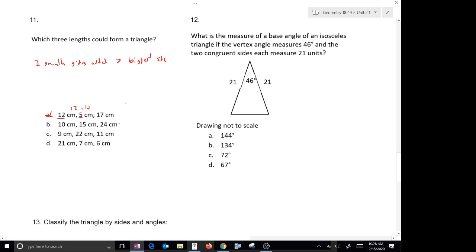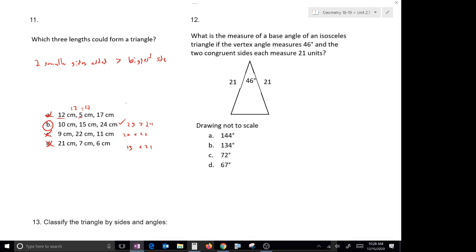Two small sides, 10 and 15, so 10 plus 15 equals 25. And that is going to be greater than 24, so that one works out. 9 plus 11 is going to be 20, which is less than 22, so that one won't work. And 7 plus 6 gives us 13, which is less than 21, so that one doesn't work. So our correct answer is B.